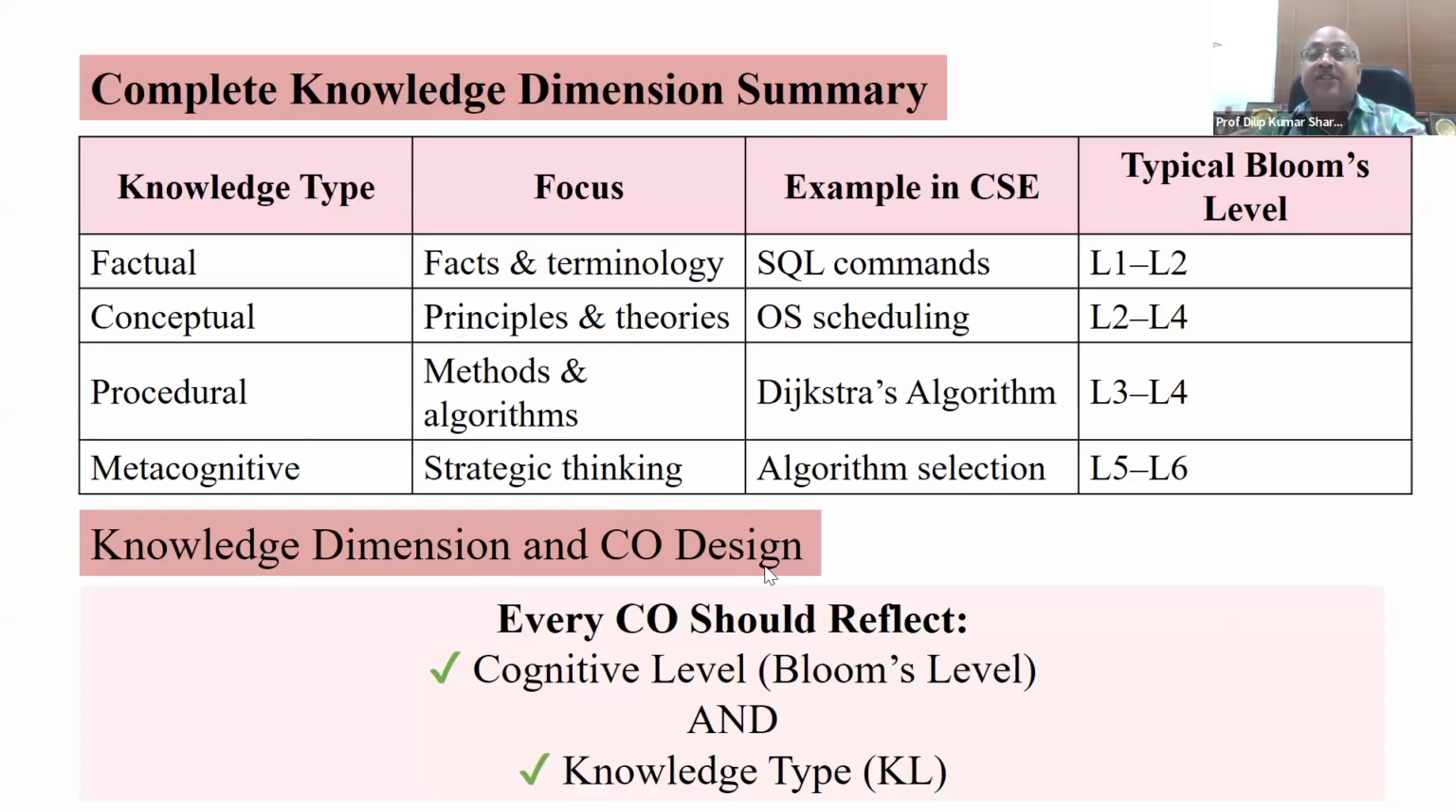So knowledge dimension in CO design. CO should reflect cognitive level and knowledge type. Please remember, whenever you are going to write a course outcome, it must also be mapped with the Bloom's taxonomy level and knowledge type, as well as knowledge and attitude level also, WK.